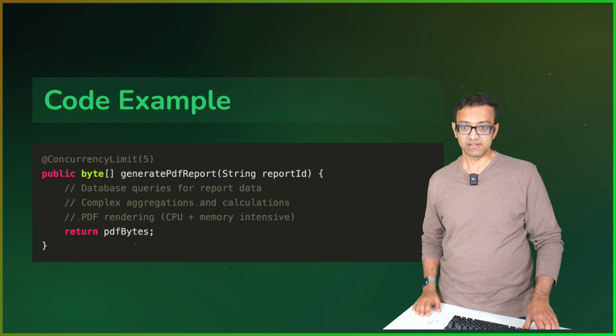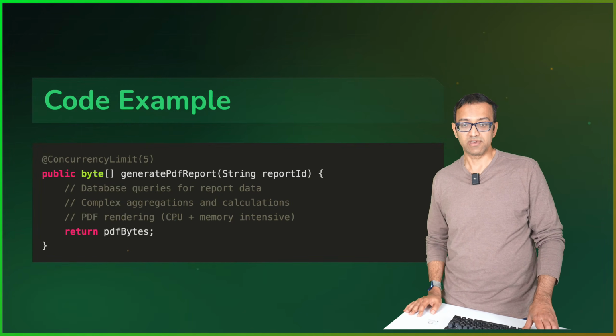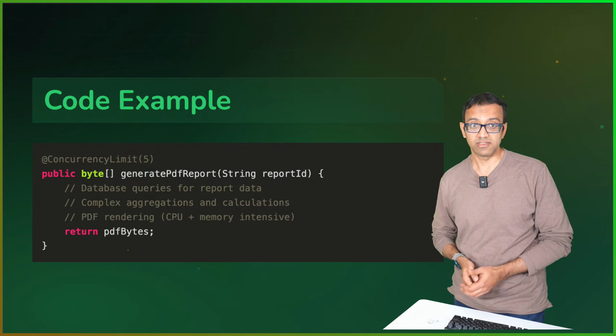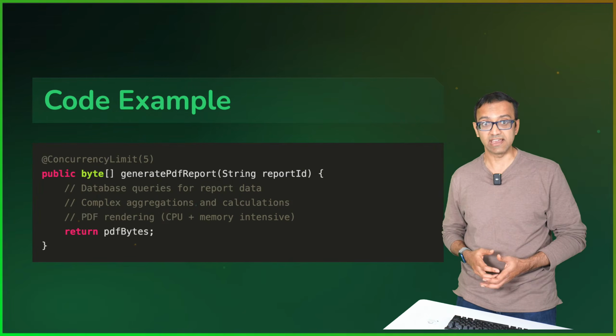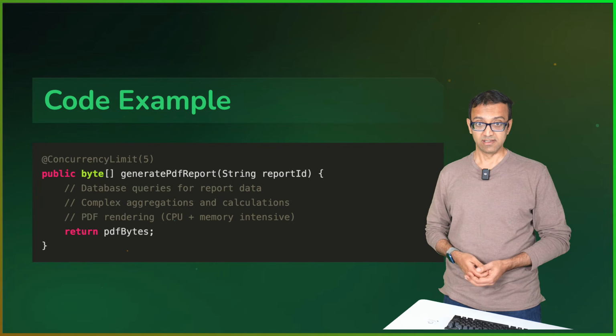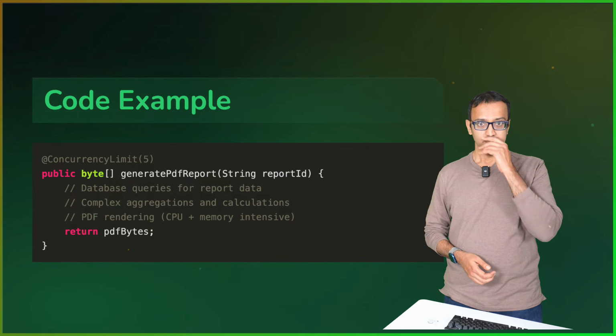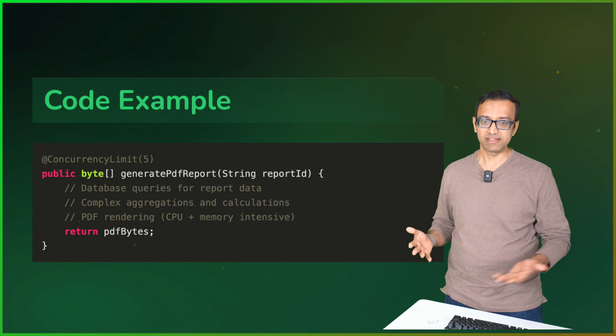Here's a code example: generate PDF report, stick a concurrency limit in there, and you're good. And what limit you set depends on your hardware, right? Your operational resource consumption, how much is it actually taking? You monitor the CPU under load and then you adjust, right? The specific number matters less than having some limit, which is better than having none.